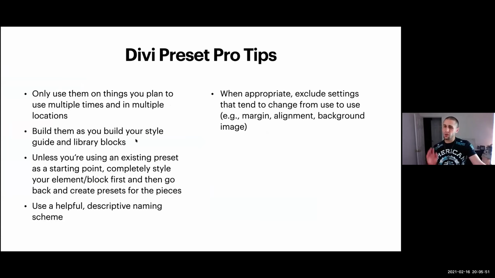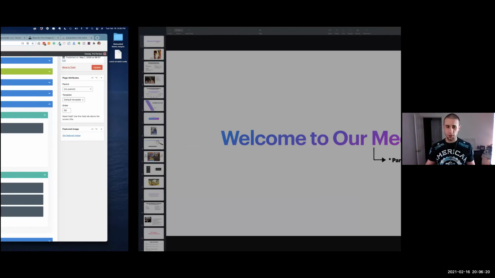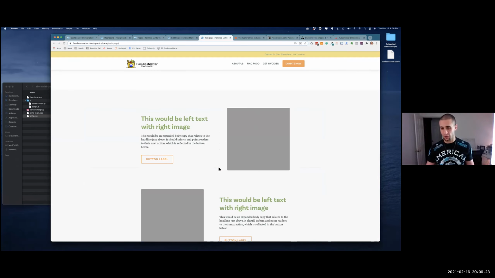When appropriate, exclude settings that tend to change from use to use. It's going to be tempting to include everything in your preset, but I try to be aware of the things that I'm most likely to change whenever I utilize this element. Like I might plop something on a page and decide I want it pushed 40 pixels to the left or 40 pixels to the right. Unless I have a structure like this, where I know this one's on the right and this one's on the left, if I'm not exactly sure how I'm going to move something in vertical space, I'll leave that vertical spacing out of the preset so that I can just change it on an individual basis.